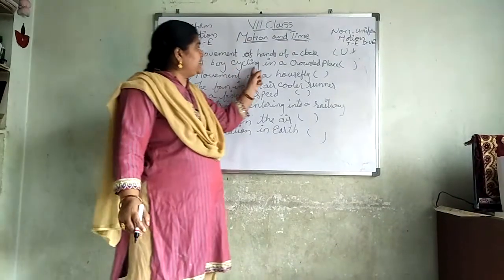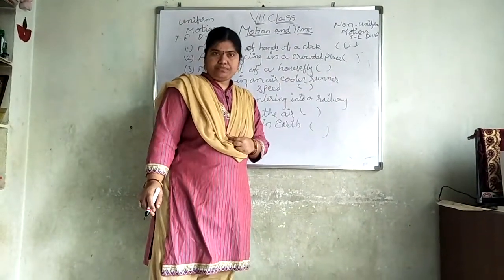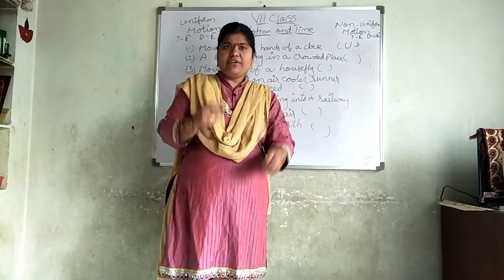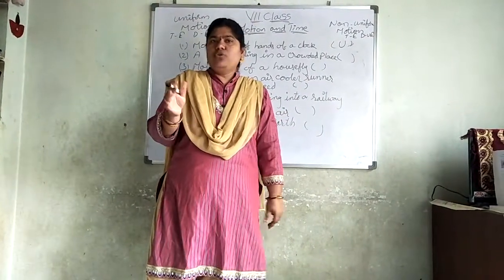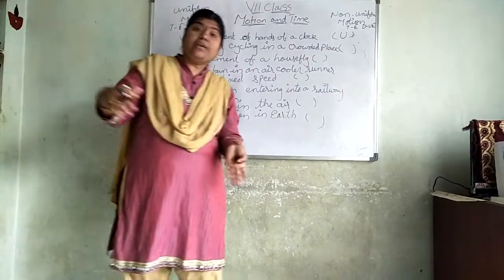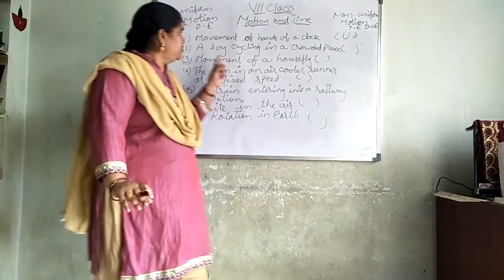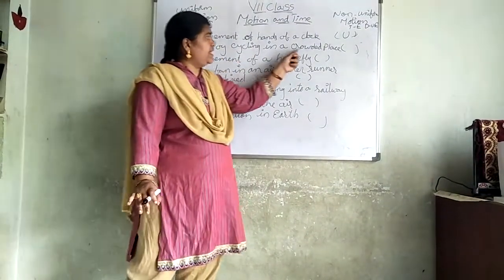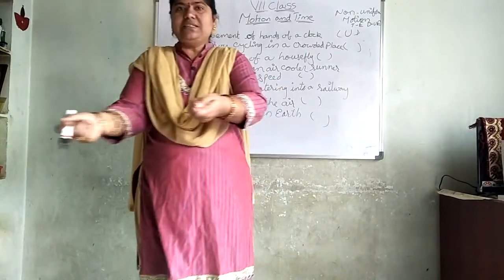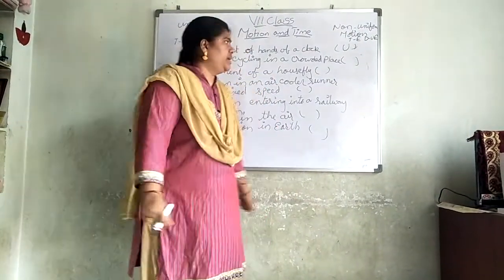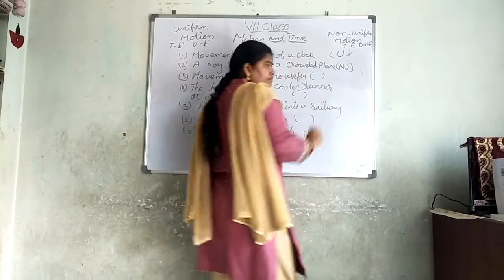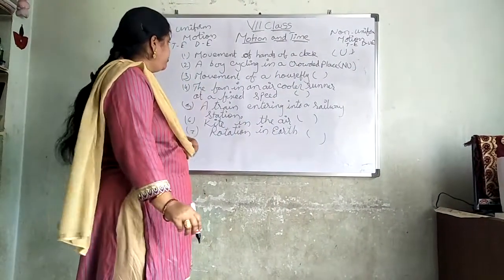A boy cycling in a crowded place. If a boy is riding a cycle on a national highway, no disturbances will be there. Why? Because no people will disturb him. So, he is going in uniform motion. But a boy cycling in a crowded place means many people will be there. He has to avoid them and move. So, here you can see that it is a non-uniform motion.